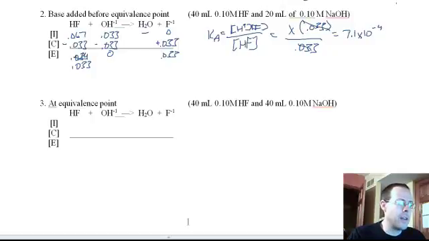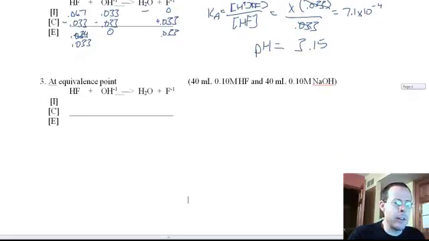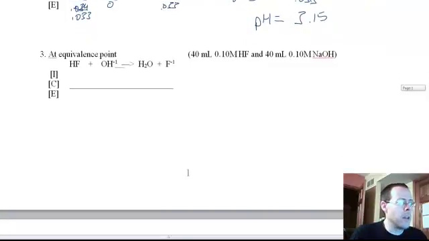So if we take the negative log of that, that gives us pH, and we find that our pH equals 3.15. You can see that this change is quite a bit higher than our last change, although our last change, I forgot, I only added 10 milliliters instead of 20. Alright, so our next thing is going to be at our equivalence point.